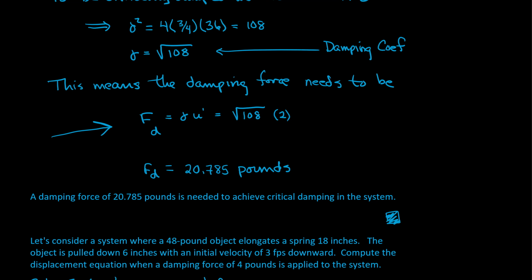Well, let's run this over to where I actually put it. It's the square root of 108 times, recall our initial velocity is 2. Multiply those together, and we wind up with a damping force of 20.785 pounds is required to achieve critical damping in this mechanical system that we're looking at. Just computing the damping force is not a horrible thing if you have a little bit of information like the initial velocity.